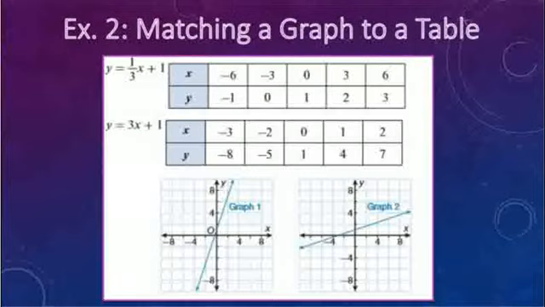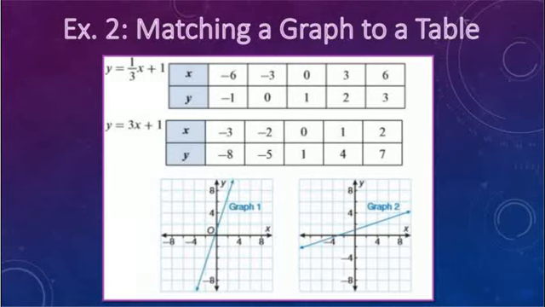Let's match these. Here, they both have the same y-intercept. They both have positive slopes. So now we have to determine which one goes where. So we can start looking at some of these points.